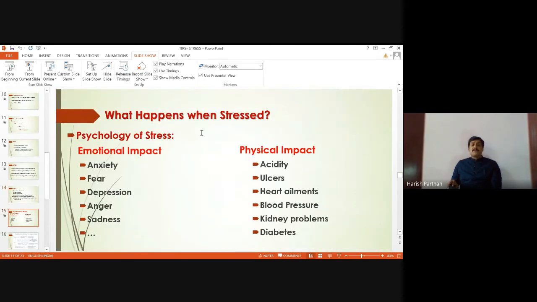So what happens when it affects you? You get an emotional impact. Emotionally, if you're affected, then your anxiety level increases, your fear increases, depression increases, you're angry at people, your sadness, you're so emotional, all these things happen. When you're affected by anxiety, fear, depression, anger, then slowly the acidic level in your body increases. Your stomach will start boiling.